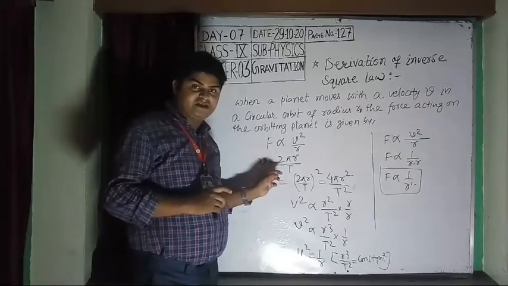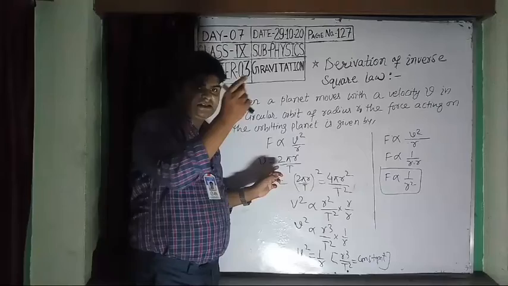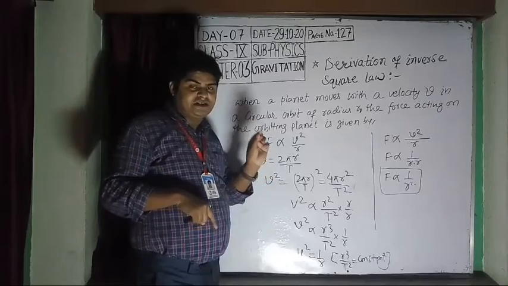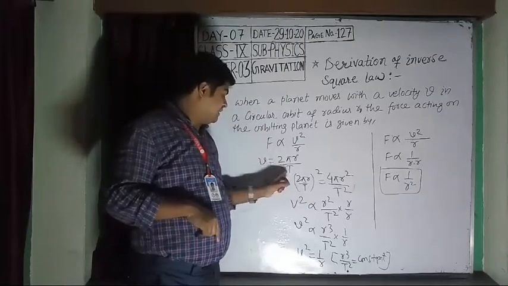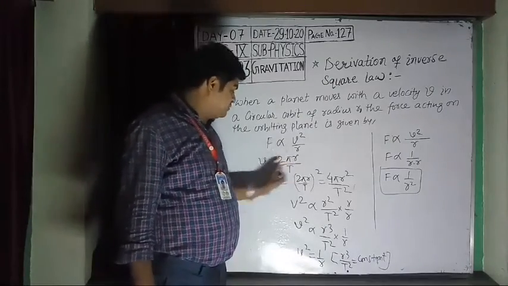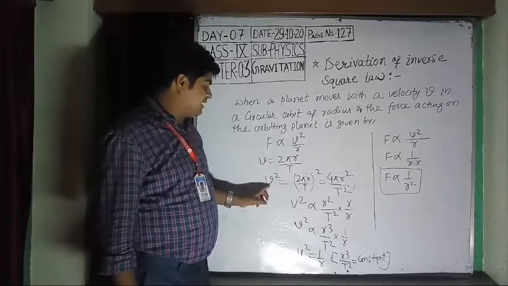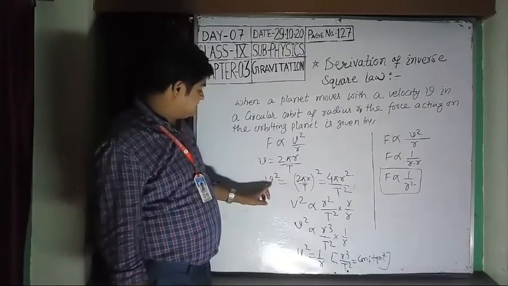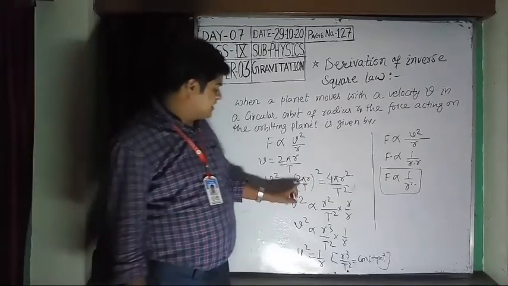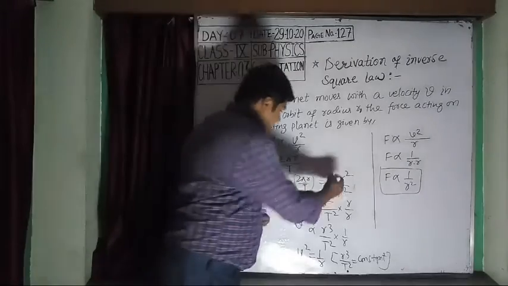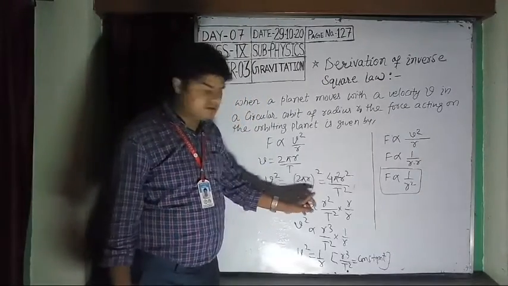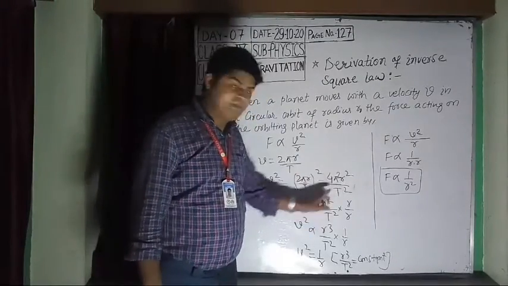Now, velocity is equal to distance by time. Distance is along a circular path, so the circumference of the circle is 2 pi r. So distance is equal to 2 pi r by time taken t. So velocity v is equal to distance 2 pi r by t. Now square both sides, left side and right side, then it becomes v square is equal to 2 pi r by t whole square, which is 4 pi square r square by t square.